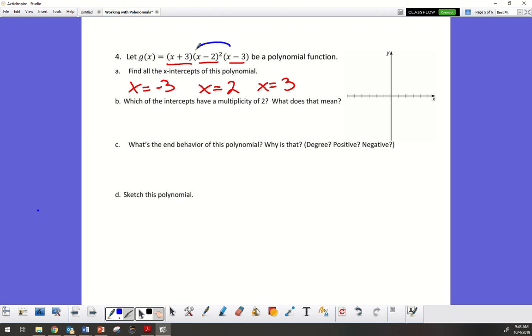Now, there's one thing I need to identify before I get too far. How many x's are there going to be? 4. There's going to be 4. This is a square, so that means I have this one twice. So there's 1 here, 1 right there, 1 right here, and 2 here because of that. If that was a 3, that would be 3 there, but it's a 2. I'll get back to the shape in a minute. So we're going to have 4 of them. Which intercepts have a multiplicity of 2?